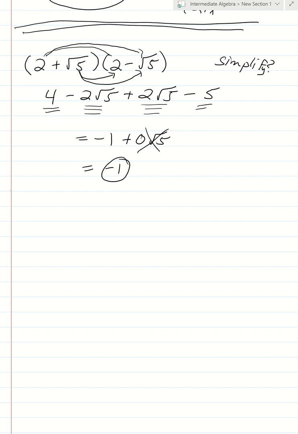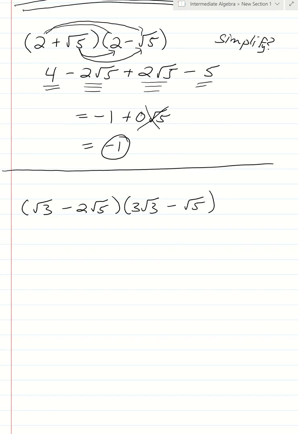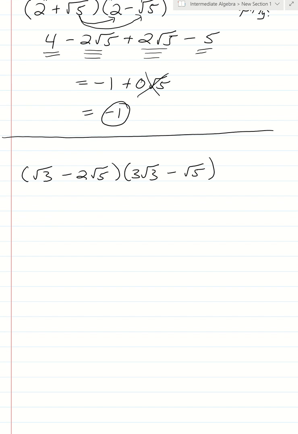Let's work on another one. Let's take the square root of 3 minus 2 square root of 5. And then I have to multiply a 3 square root of 3 minus the square root of 5. Okay. Let's work through this one carefully. I have to multiply this 1 square root of 3 with the 3 square root of 3.